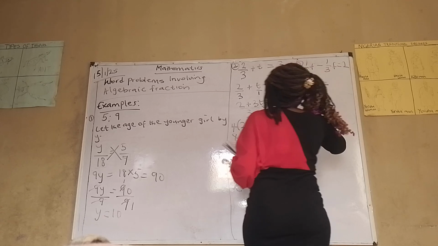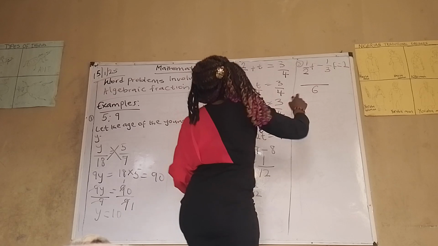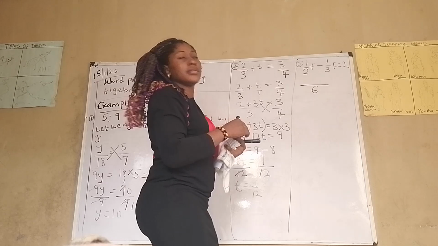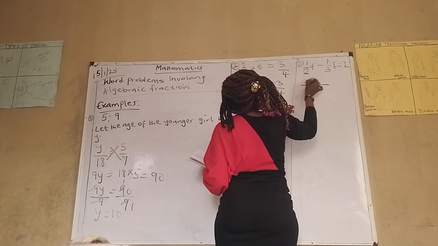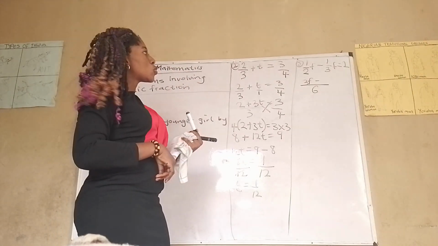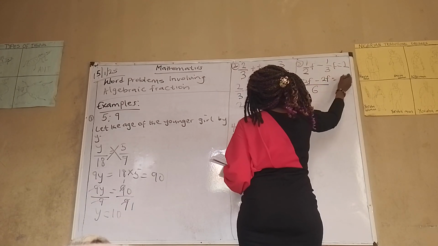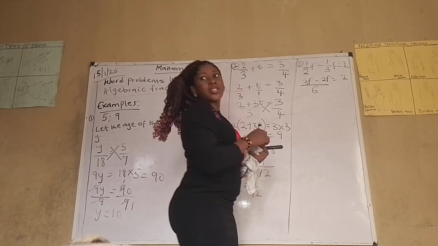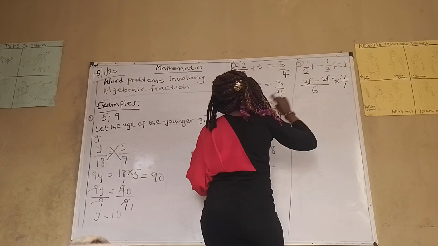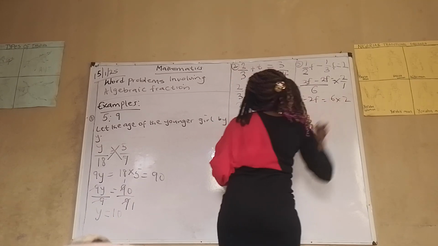The LCM of 2 and 3 is definitely 6. So 6 divided by 2 is 3, times 1, 3f, minus 6 divided by 3 is 2, times 1, 2f, equals 2 over 1. So when we have an expression like this, over 1, what do we do? Cross multiply. So we have 3f minus 2f equals 6 times 2.